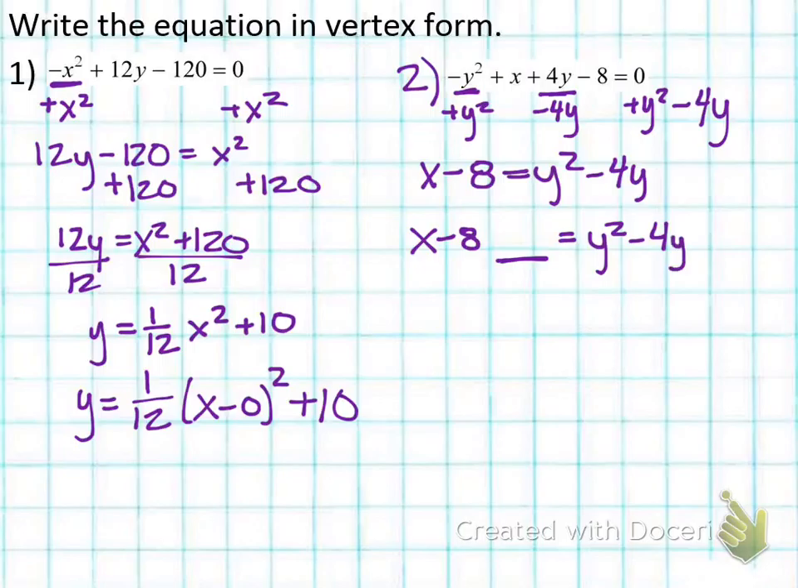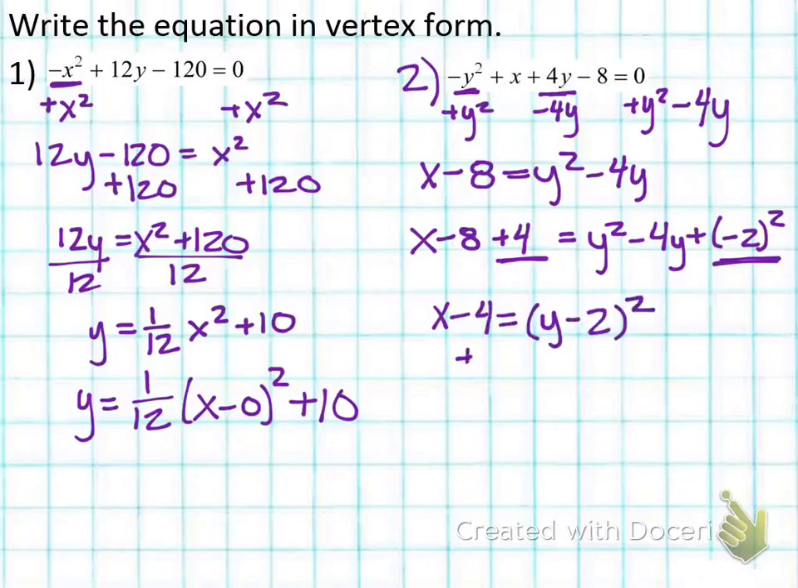Now I'm going to complete the square, so I take half of 4, which is negative 2. Half of negative 4, I should say. Negative 2 squared is 4, so really I'm adding 4 to the right side. So I'll add 4 to the left to make it even. That gives me x minus 4 on the left equals y minus 2 squared on the right. And I solve for x by adding 4 to both sides. So x equals y minus 2 squared plus 4 is my final answer here.